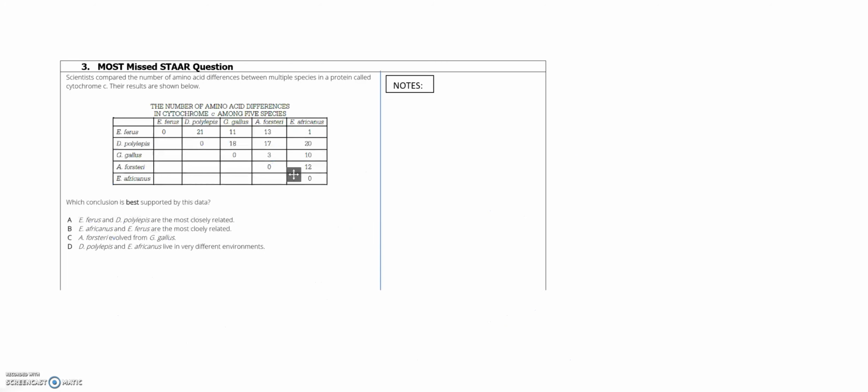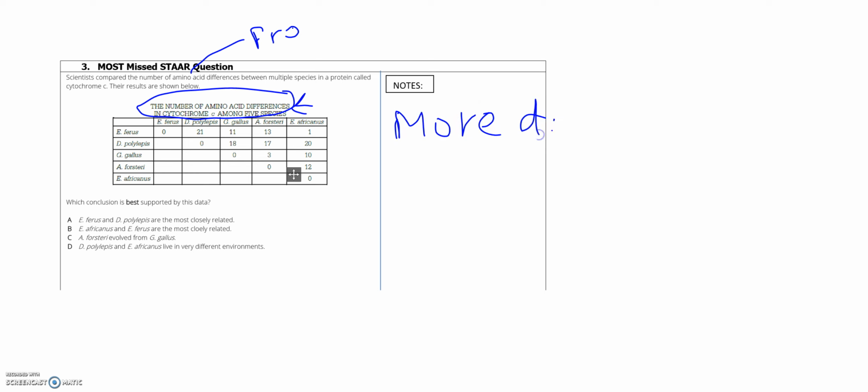Okay, now we're going to look at our first most commonly missed question. This graph right here, the first thing I do is always look at the title. So I'm going to circle the title to remember to read it. Now it says, scientists compared the number of amino acid differences, ooh, that's proteins, between multiple species in a protein called cytochrome C. Their results are shown below. Okay, so I'm looking at the number of differences. So if I'm looking at the number of differences, I know that more differences means that they are going to be less related. So more differences equal less related.